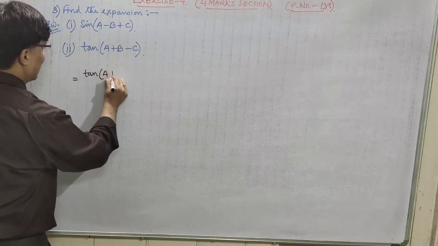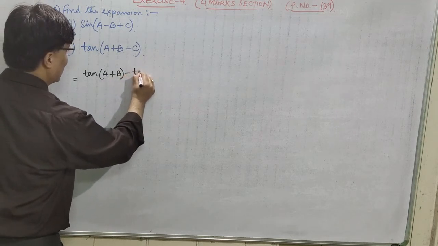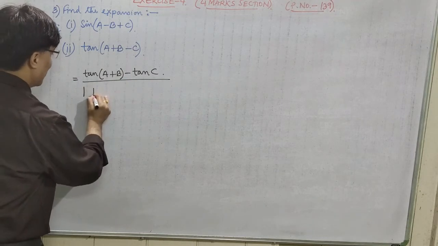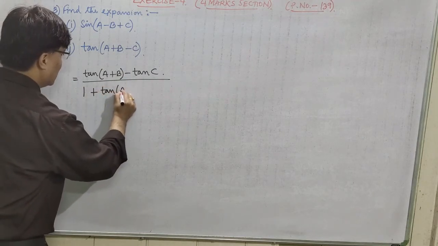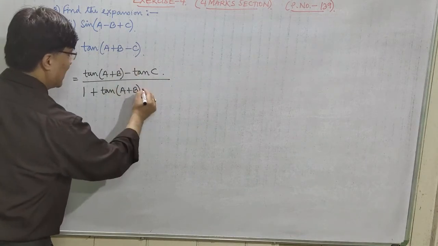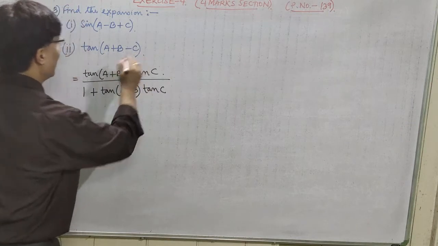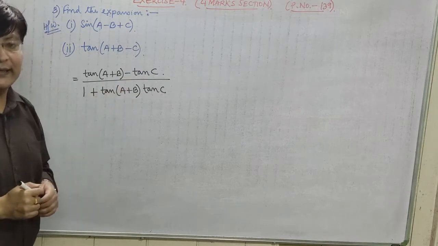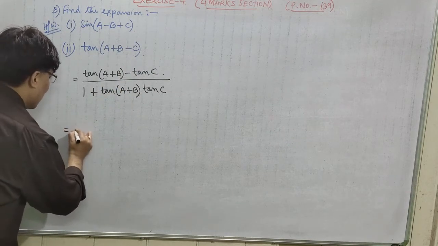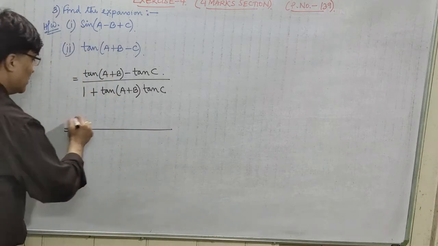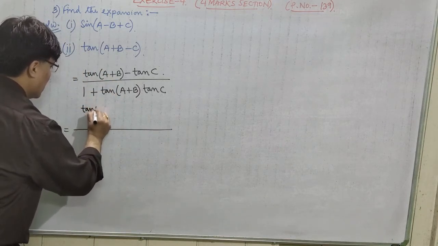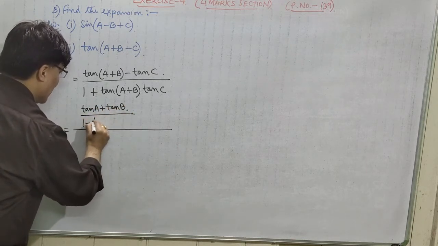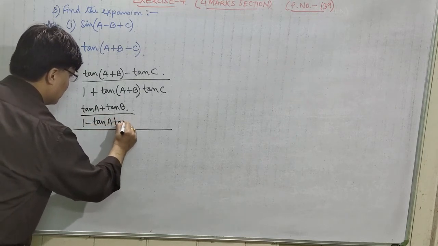It is tan of (a plus b) minus tan c, whole divided by 1 plus tan of (a plus b) tan c. We have used the formula of tan of (a minus b), that is tan a minus tan b upon 1 plus tan a tan b. Okay. So again you can use the formula of tan of (a plus b) here. What is tan of (a plus b)? It is tan a plus tan b divided by 1 minus tan a tan b.